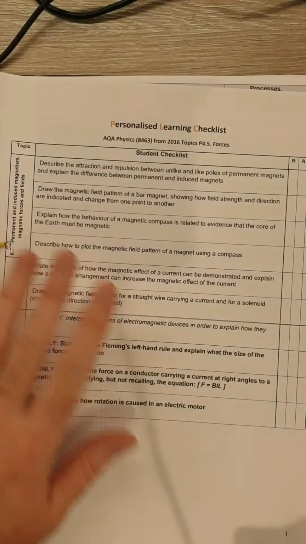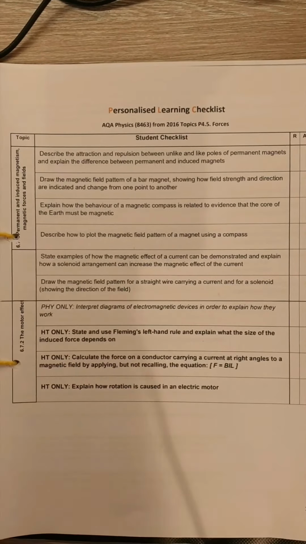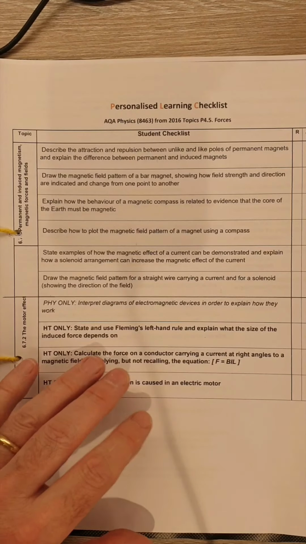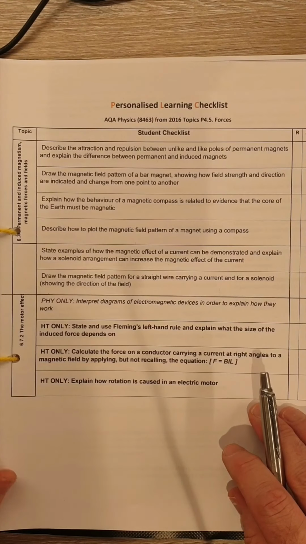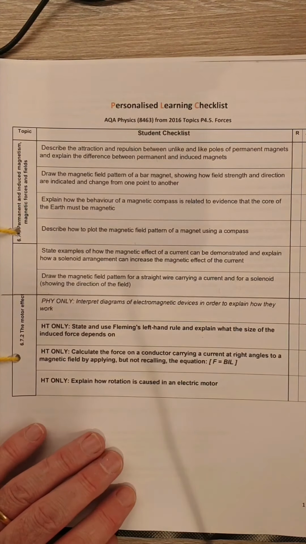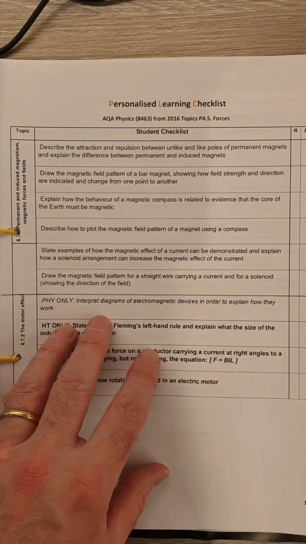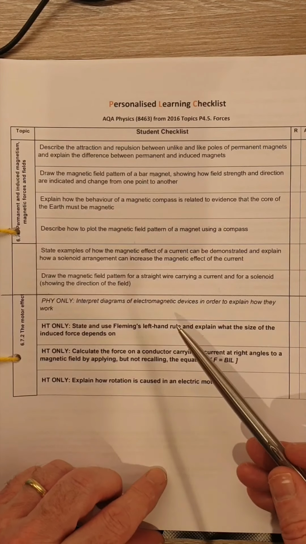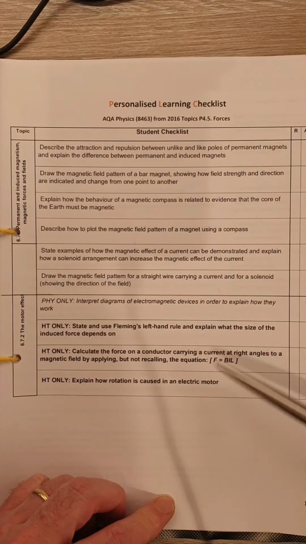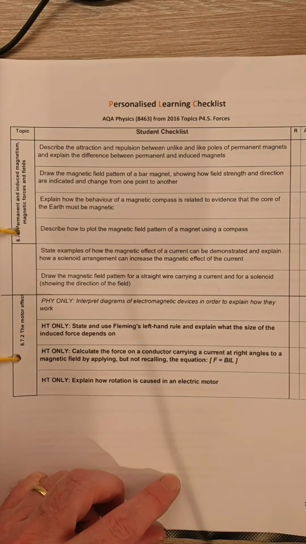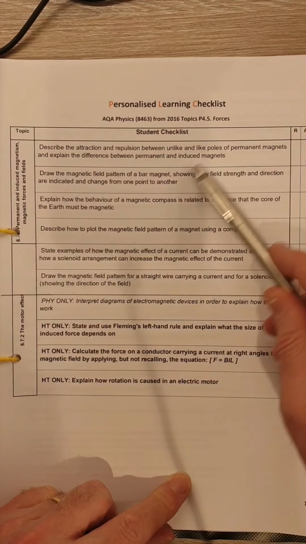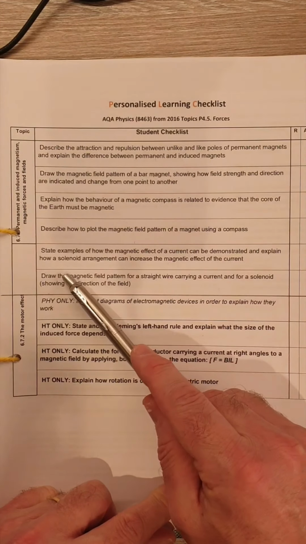Okay, this is lesson 1 in the magnetism topic. The magnetism topic is in 2 parts. The first part primarily deals with permanent magnets, electromagnets, that type of thing. And the second part looks at what's called the motor effect and using magnets in electric motors. So in this lesson, we're primarily going to be looking at these first ideas in our checklist.